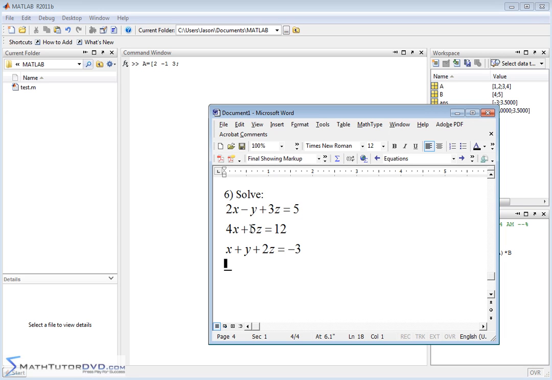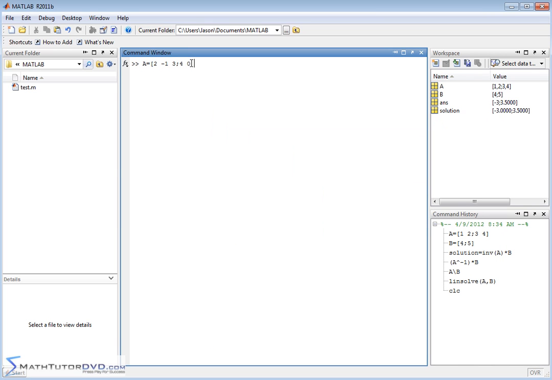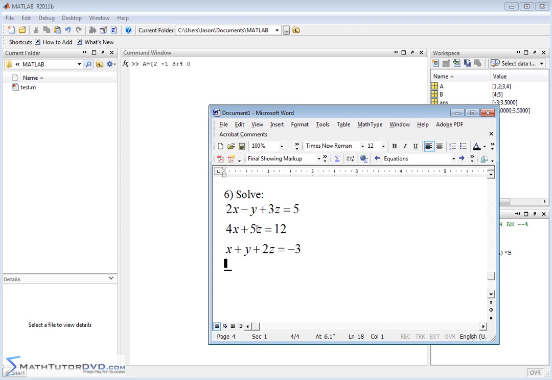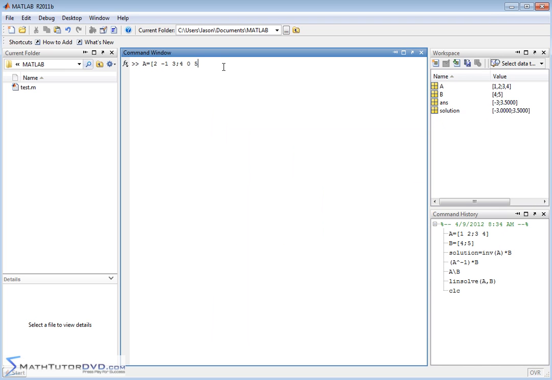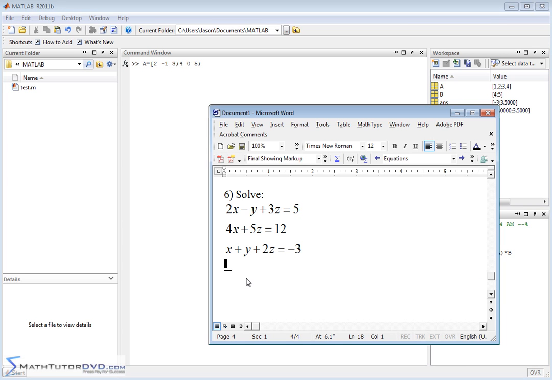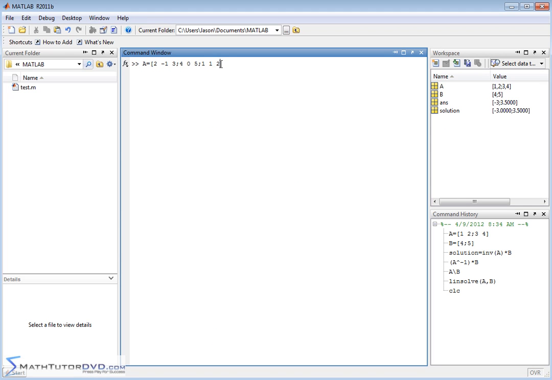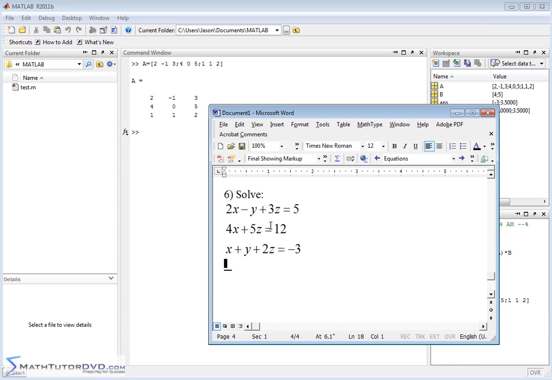We have 4x, but look, we don't have any y's here. So because we don't have any y's, we have to put a 0 there. So we have 4 space 0, and then the last number in the second equation was a 5. So put a 5 there and put a semicolon down. And then finally we have x plus y plus 2z. So 1, 1, 2. And that is our coefficient matrix. And you can see, it lines up exactly with what we have: 2x minus y plus 3z, 4x plus 0y plus 5z, 1x plus 1y plus 2z. So it all matches on the left-hand side.